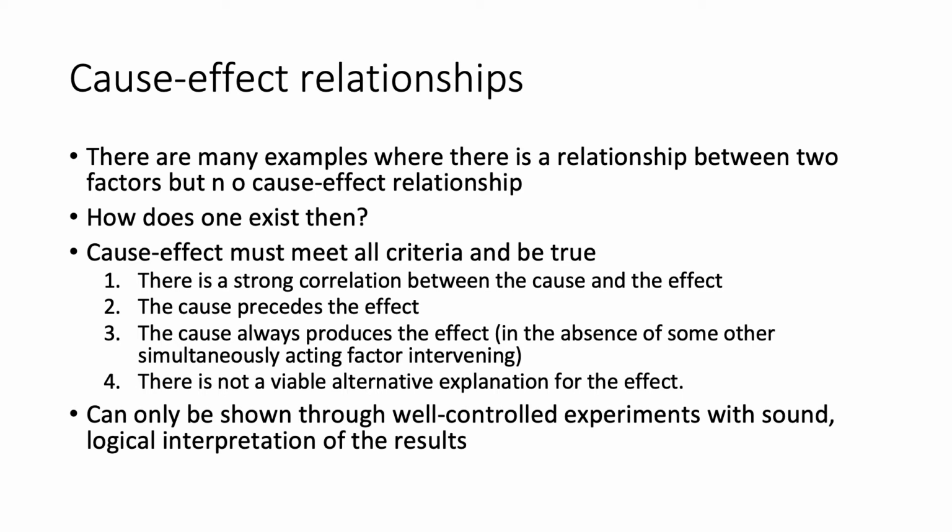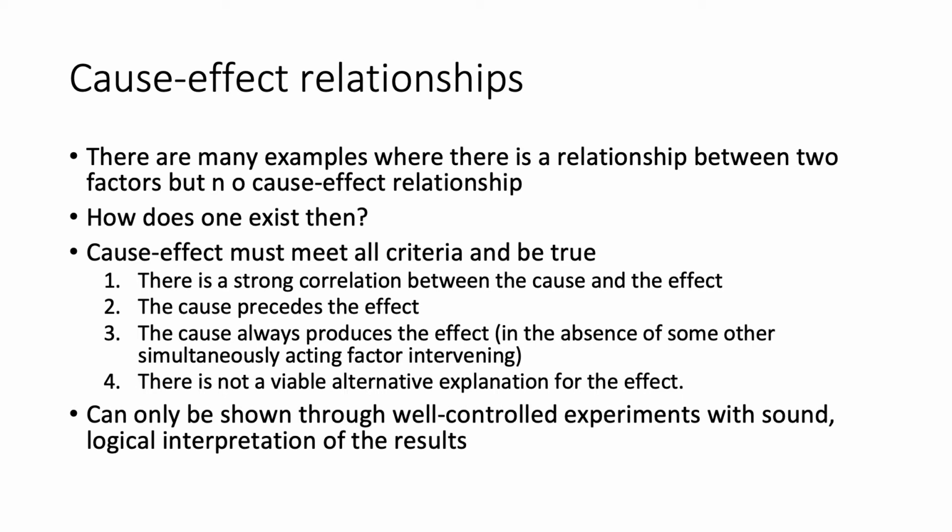So running speed will increase just because of maturation of the neuromuscular system, and then reading ability will increase just by reading continuously and through instruction. So there is actually no cause-effect relationship when you think of that. So how does one exist then? This cause-effect must meet certain criteria to actually be true.